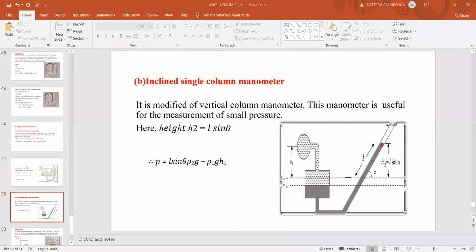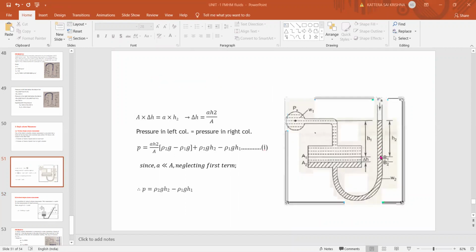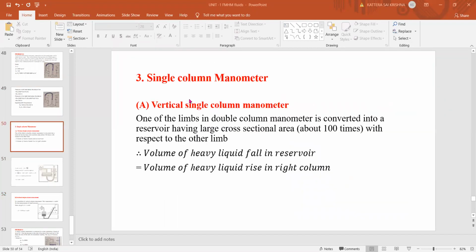These are the two different types of single column manometers. It can be an inclined one or it can be a vertical one. It's the same again, a reservoir will be there for this and this. There are two types in this: one is the vertical single column manometer, and the other one is the inclined single column manometer. Right. So here, in general, I have written it briefly. I didn't write the full derivation, sorry, the full details of that.